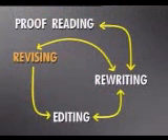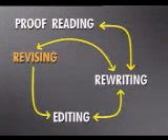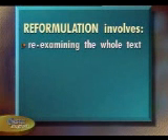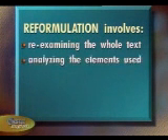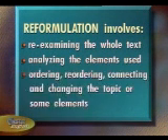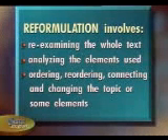Revision is the initial stage of the reformulation cycle, and the other stages are editing, proofreading, and rewriting. Are you familiar with the term reformulation? Well, reformulation is a valuable technique which makes revision an integral part of the writing process. Basically, it involves these activities: re-examining the whole text, analyzing the elements used in the text, ordering, reordering, connecting, and even changing the topic of some elements.